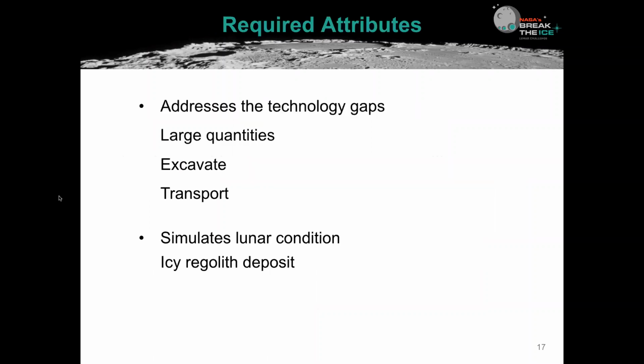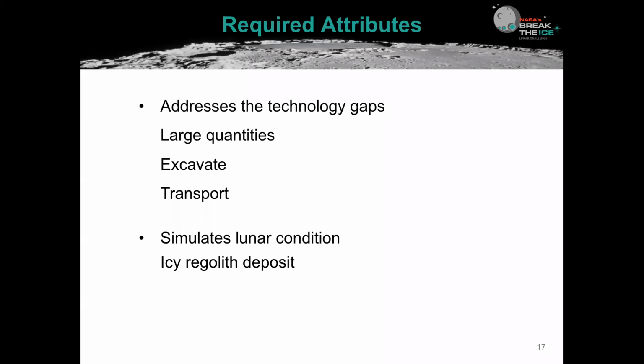So next slide, Ollie. So even though we don't know what we're trying to simulate, we do have some top level requirements that we have to address. NASA's technical specialists, the principal technologists, have identified a number of technology gaps that this challenge is intending to try and close. Some of those gaps are very specific to the simulated regolith. So we're supposed to deliver large quantities.